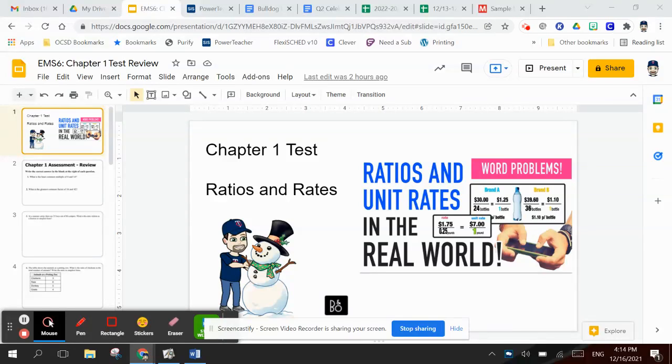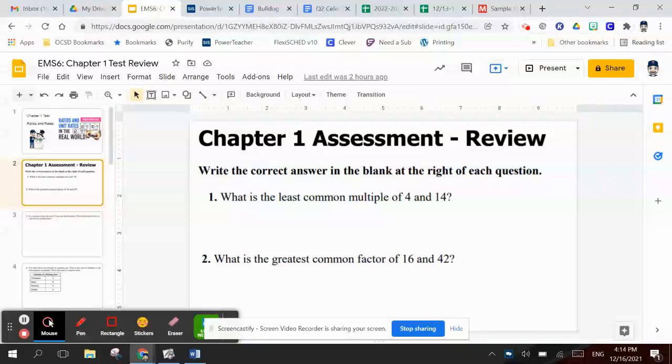Chapter 1 test review, ratios and rates. Write the correct answer in the blank to the right for each question. So here we're looking at number 1.